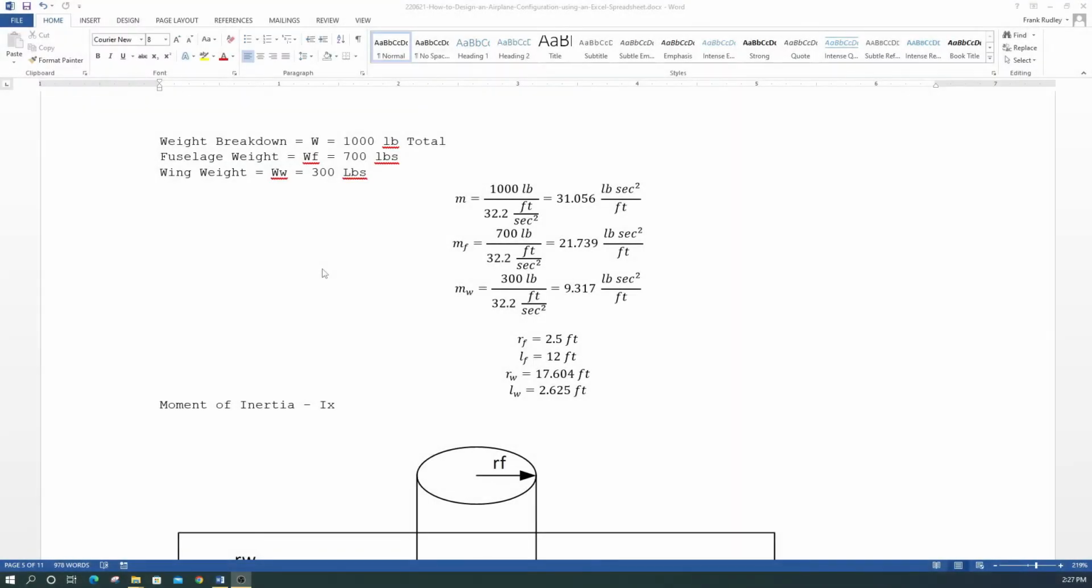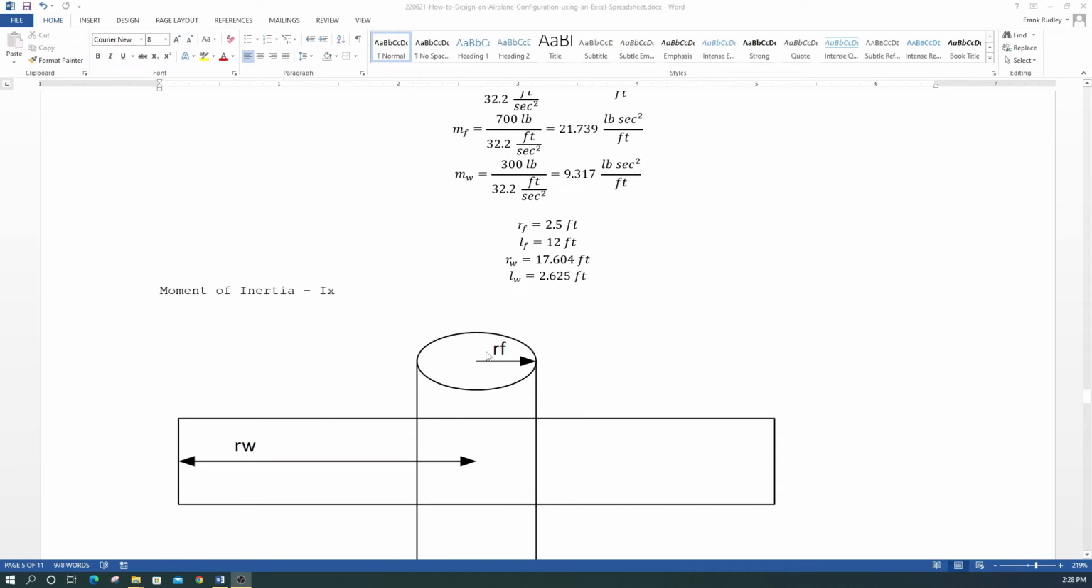Now we're going to do a weight breakdown, weight and moment of inertia, and try to compute the moment of inertia of our aircraft. So we know the total weight of the aircraft is 1,000 pounds, and the fuselage weighs 700 and the wing weighs 300. So we have these masses in pounds, but we also want to look at them in pounds second squared per foot, so we divide by 32.2 feet per second squared.